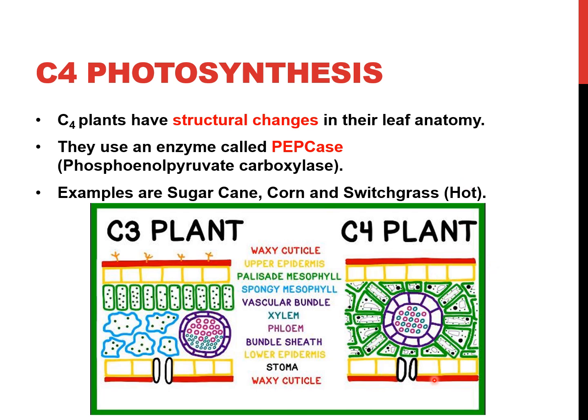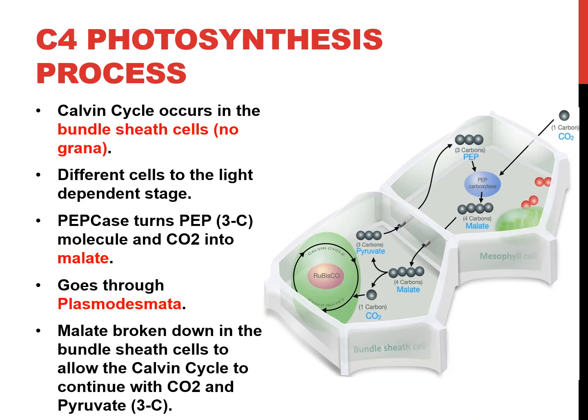So you can see the C4 plant, and if you're looking at the leaf cross-sectional area, which we're looking at here, it's quite different. There's no spongy mesophyll there. It's all palisade mesophyll, as you can see in the green. Vascular bundles are in a different spot. That's not as important. But what is important is the bundle sheath cells, and we'll get to that in a sec.